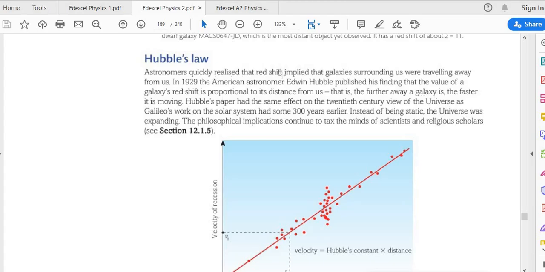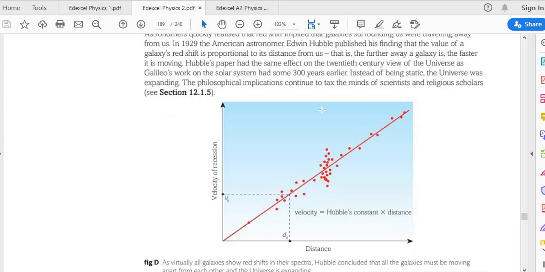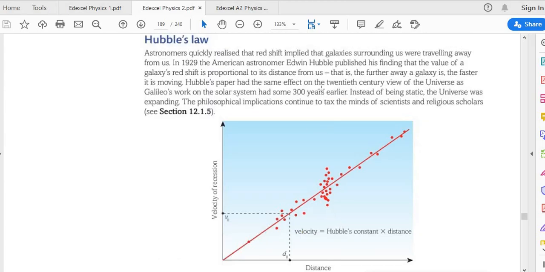Astronomers quickly realized that redshift implied that galaxies surrounding us were traveling away from us. So you see, redshift means it's moving away from us. In 1929, the American astronomer Edwin Hubble published his finding that the value of a galaxy's redshift is proportional to its distance from us. That is what you see in this graph. The further away a galaxy is, the faster it is moving.